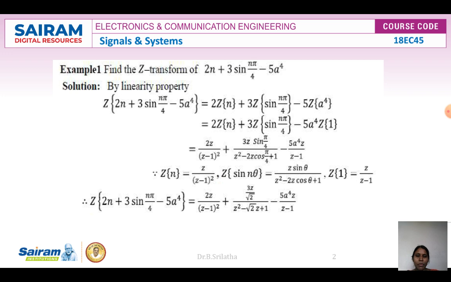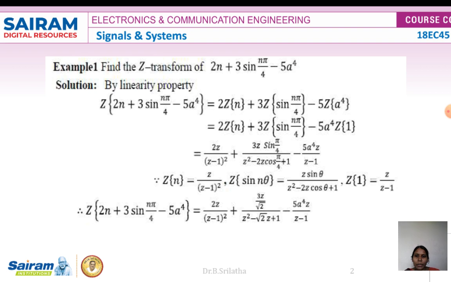The first problem is finding the Z transform of 2 power n plus 3 sine n pi by 4 minus 5 e power 4. Here we have plus and minus, which means we need to apply the linearity property. By using the linearity property, we are going to find the transform of 2 power n plus 3 into sine n pi by 4 minus 5 e power 4.